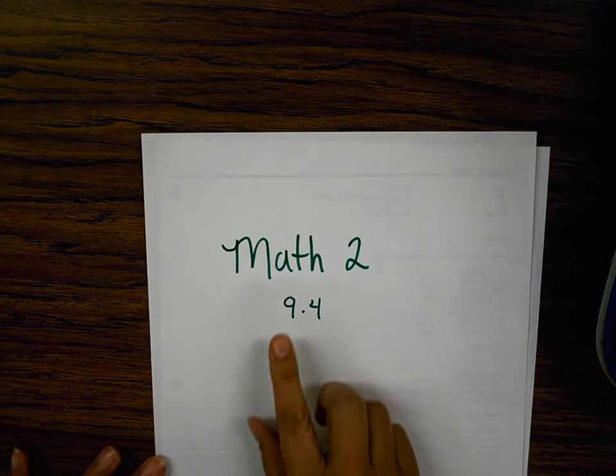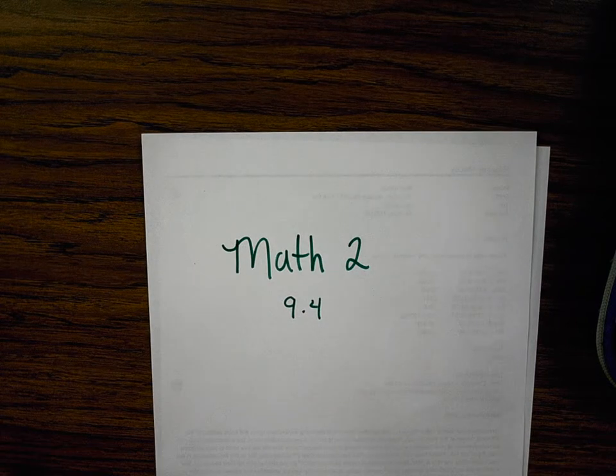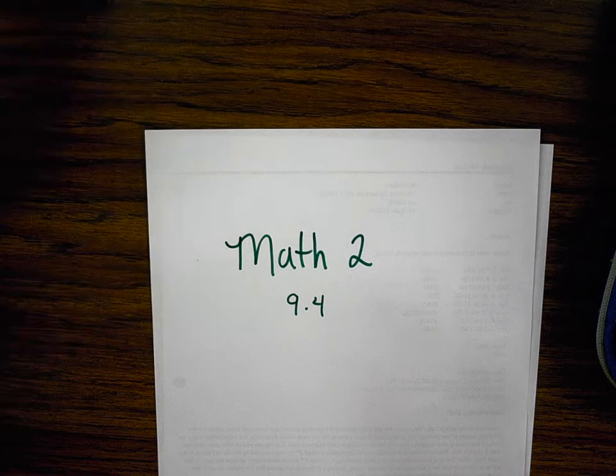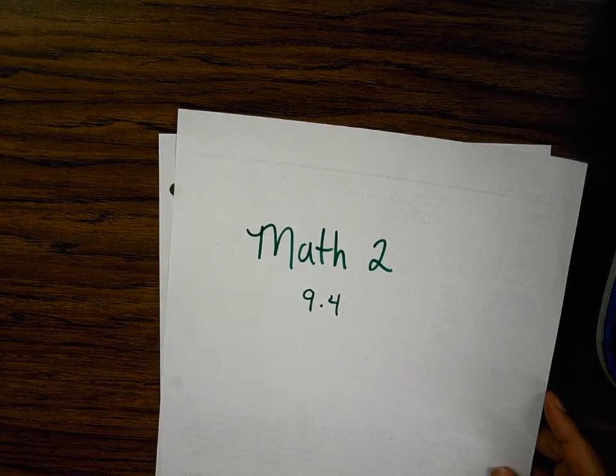This is Math 2, Unit 9, Lesson 4. At this point, everyone should have out their notebooks, a calculator, and a pencil or pen, something to write with, as well as your packets. Make sure you have your packets out as well. Okay.